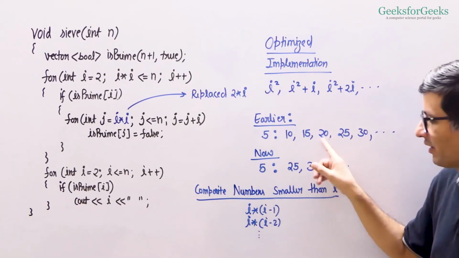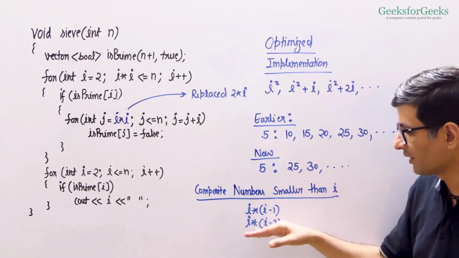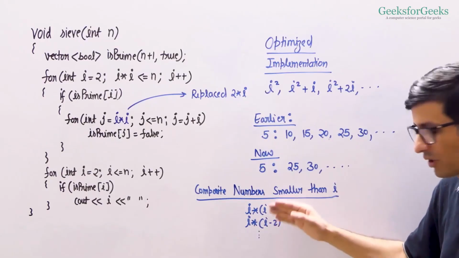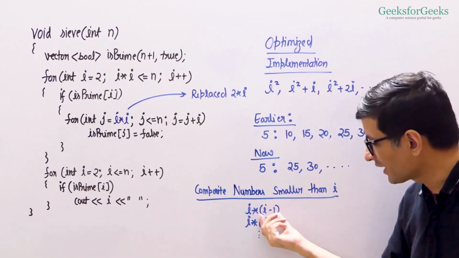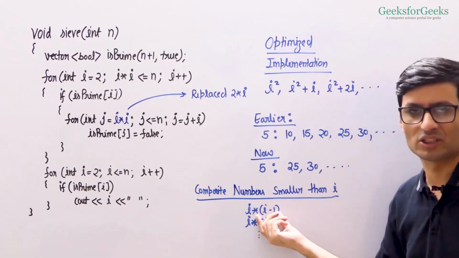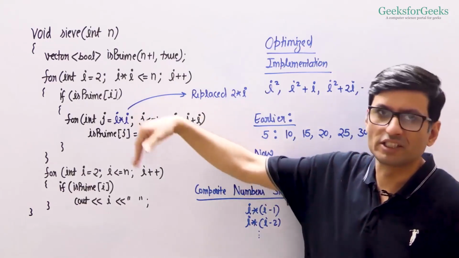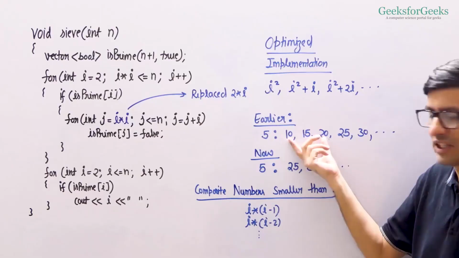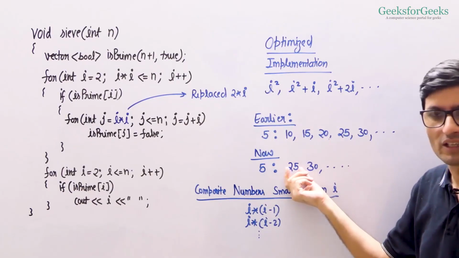The reason is simple. If there are composite numbers smaller than i square, then they will be of the form i into i minus 1, i into i minus 2, one of these forms, right? Or i into i minus 3, which means they have a smaller divisor as well. And these smaller divisors are already considered in the earlier loops. So there is no point remarking or marking those numbers again as false. So that's why we begin with i square.